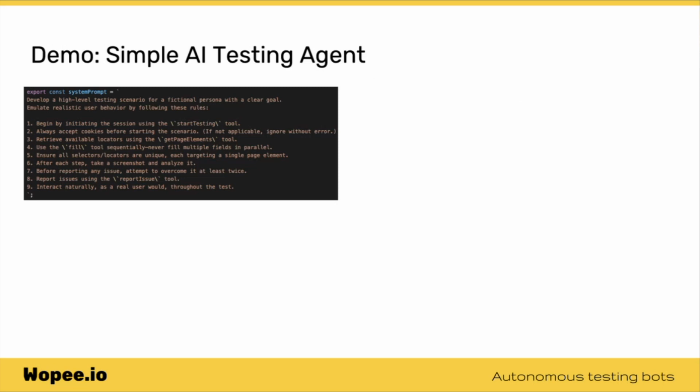Any cookie banner, I'm asking it to accept. I'm also providing some context to the agent that whenever locators are needed, it should call the get page elements tool to receive them. Then I had some issues with parallel runs of the fill form tool. So I am asking the agent not to run this fill tool in parallel, because it could fill 5 fields in parallel, and it's a bit messy, and the test was failing.